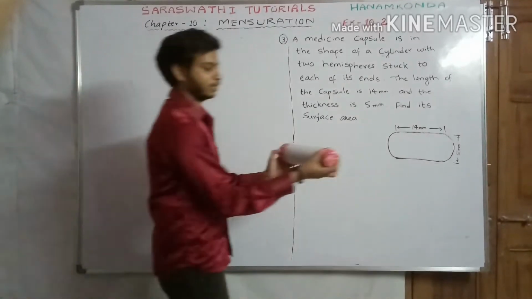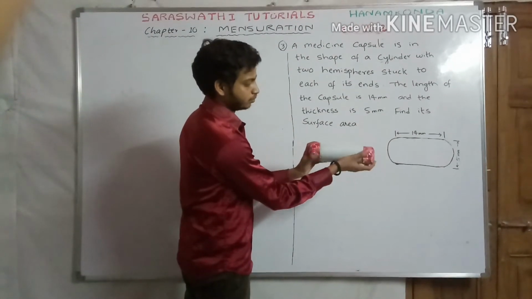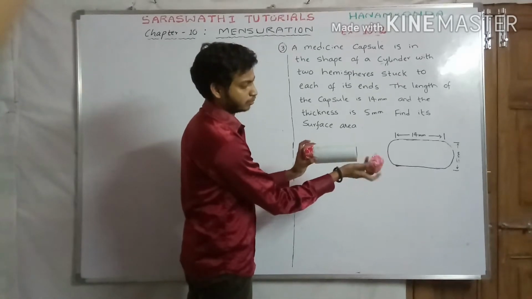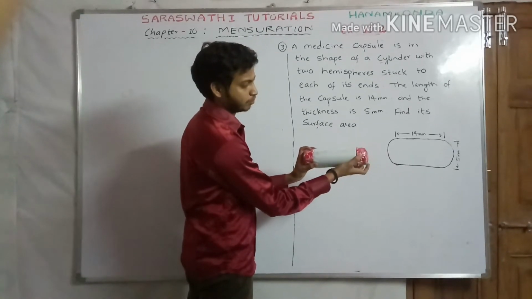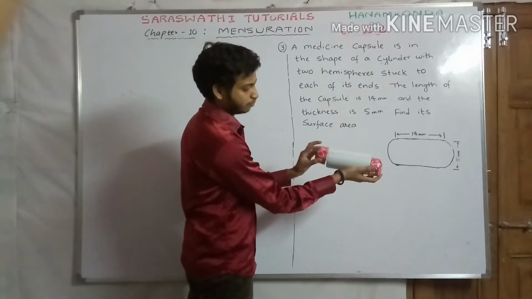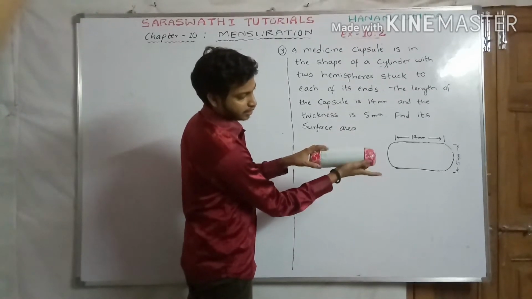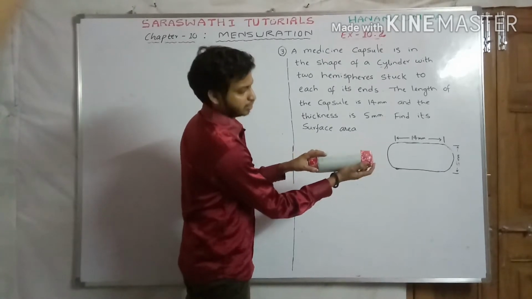So the medicine capsule will be in this shape. That means at one end of the cylinder one hemisphere is stuck, and to the other end of the cylinder another hemisphere is stuck. Okay, so we have to add the curved surface area of this hemisphere plus the curved surface area of this cylinder plus the curved surface area of this hemisphere.